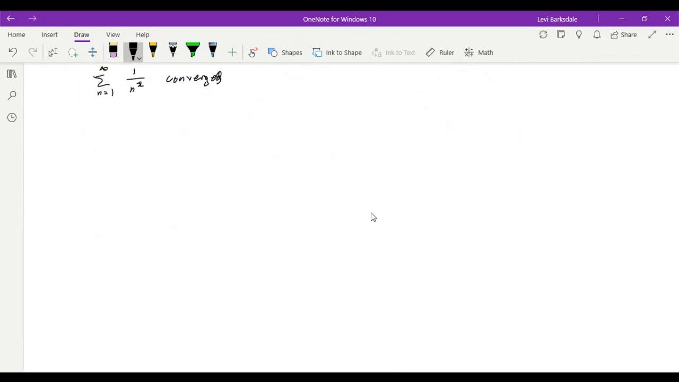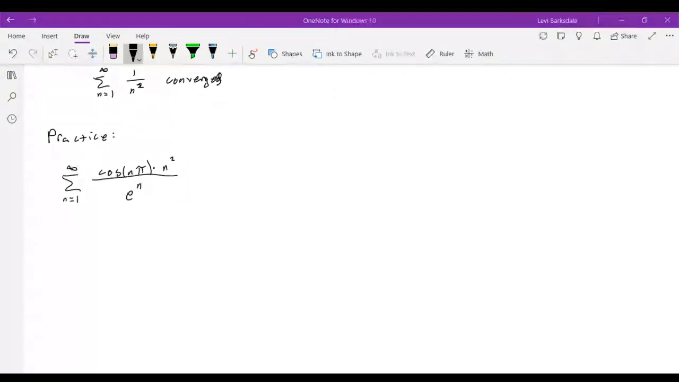All right, so go ahead and do one practice problem. Determine the convergence of this series here. That should be a times n squared minus. There we go. I'll give you a minute or two to work on that.